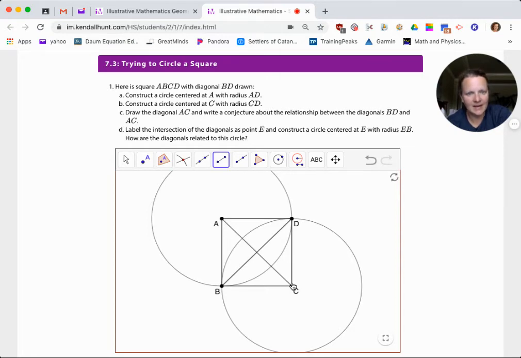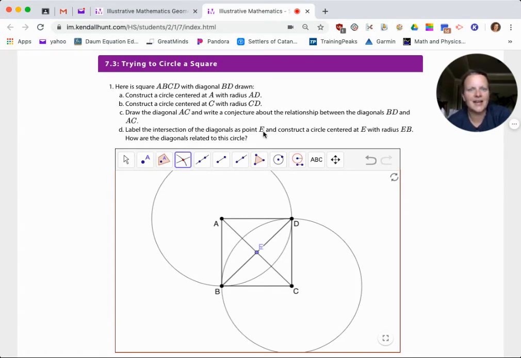Well, if we construct this diagonal and this diagonal, what is your conjecture? What do you think is true about those two diagonals? The diagonals themselves are actually equal, and the diagonals intersect each other in equal pieces. So let's just make this intersection here. So AE is equal to ED is equal to EC is equal to EB. Okay? We just found the center of that square.